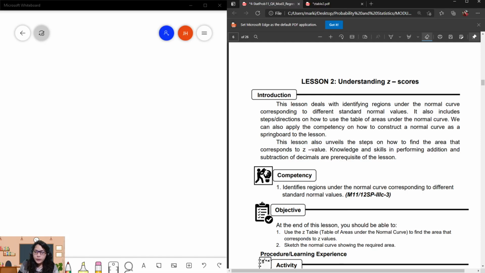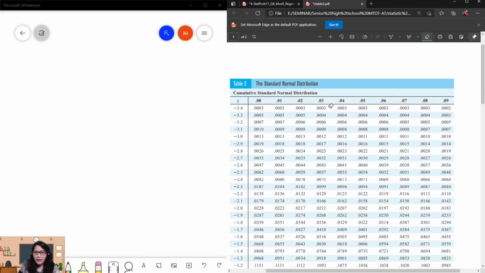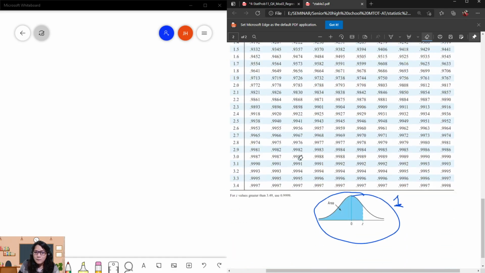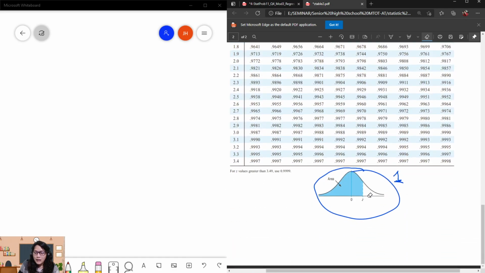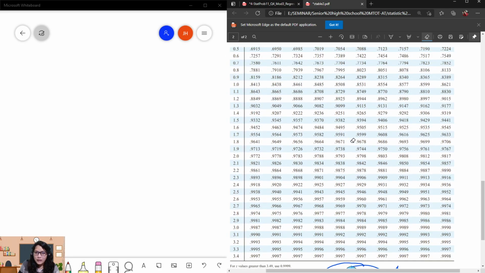So for this video, we're going to talk about lesson 2, understanding z-scores. Be sure that if you're watching this video or answering module 2 lesson 2, the z-table should be on your side always. This is the z-table that I attached in your module. We have two sides, the negative side and the positive side. Remember that the total area of the z-table is 1, and the direction is from left to right. Do not forget from left to right.